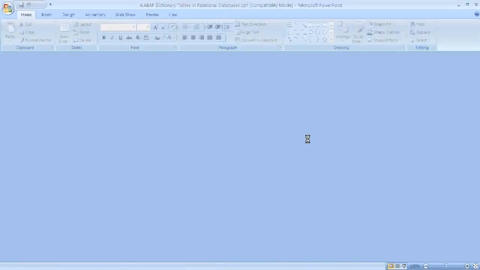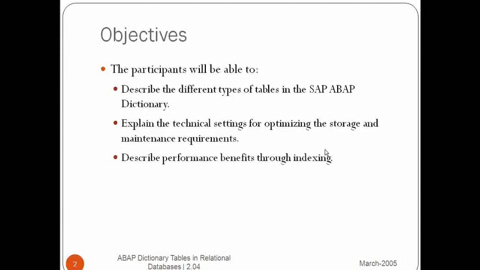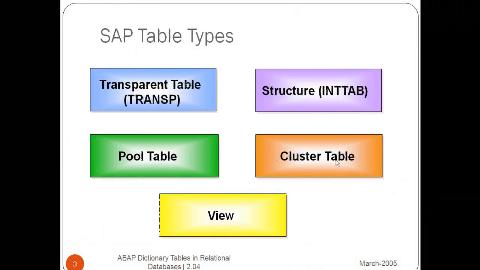Okay, now what next? Dictionary tables in a relational database. What exactly is it? Describe the different types of tables in the SAP ABAP dictionary. Explain the technical settings for optimizing the storage and maintain the requirements. Describe the performance benefit through indexing. Okay, this is also a big slide. Let's start.